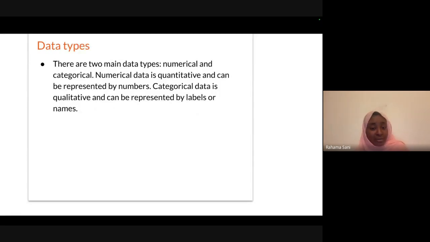So there are two main data types: the numerical and categorical data. Numerical is quantitative and can be represented by numbers, and categorical is qualitative and can be represented by labels or names. Examples of numerical data are ages, while an example of categorical data is, for instance, gender. Gender is categorical. You're either a male or female or whatever.